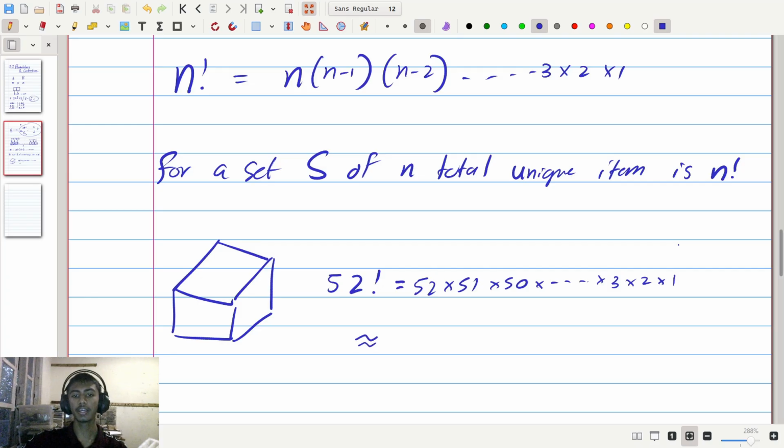If we approximate it, this number is approximately 8.066 times 10 to the power of 67. This number is so big that it's approximately the total number of atoms in the Milky Way galaxy. It's that big. Due to this, if you take a stack of cards and you randomly shuffle them, once you're done randomly shuffling, it is extremely likely that the certain order of cards that you have at the end has never been seen by any human in the entirety of human history, because there's just that many different total number of combinations.